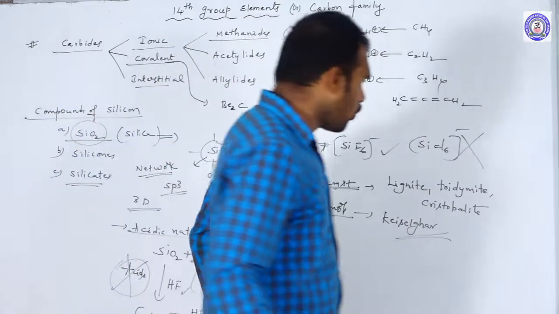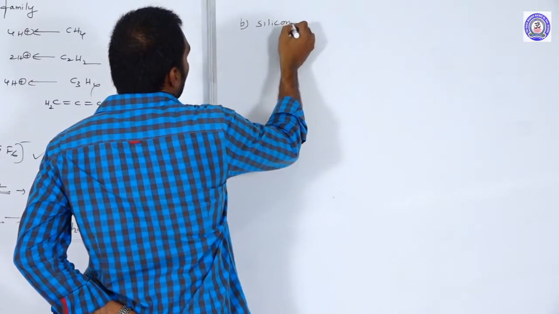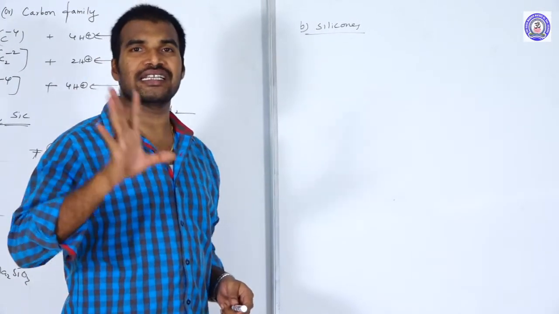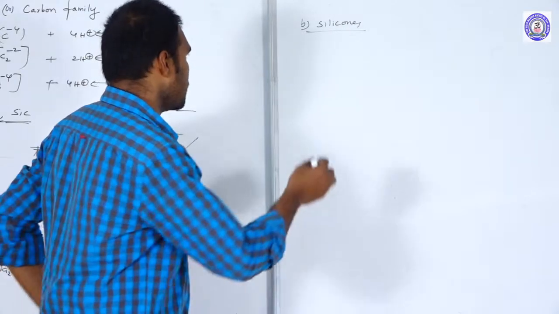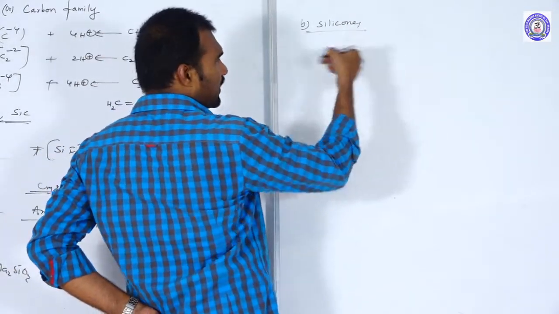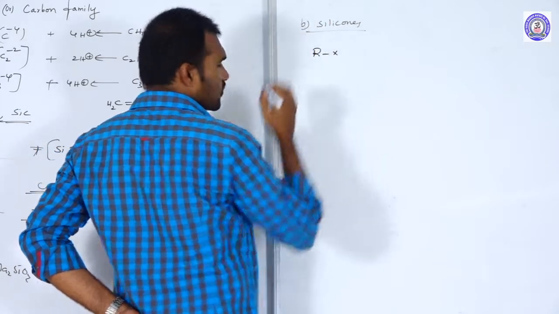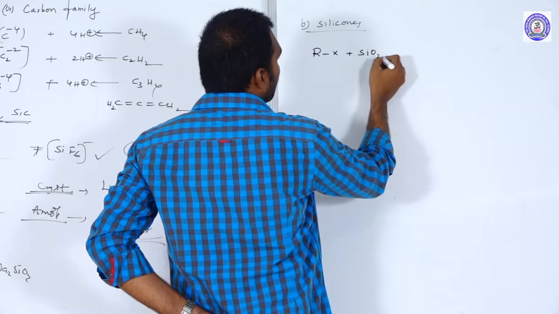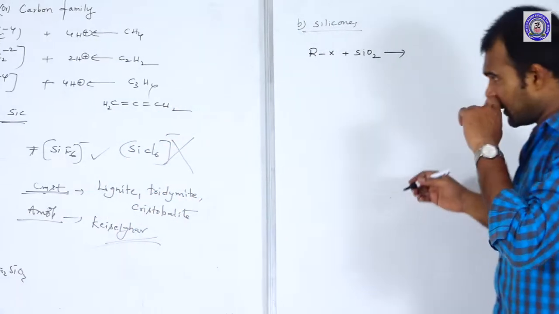Next, coming to silicones. What are silicones? Silicones are nothing but organosilicon polymers. Generally, how do we prepare silicones? When alkyl halides react with silicon, we get different types of organosilicon compounds.